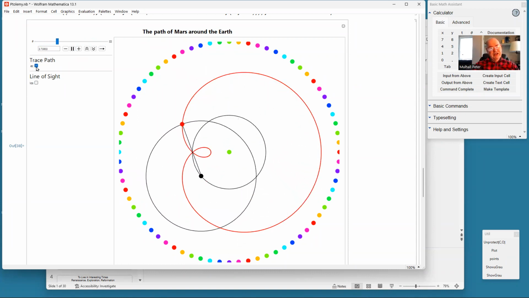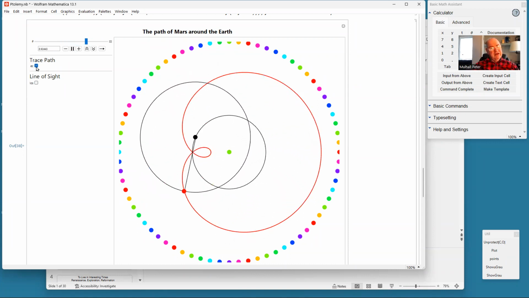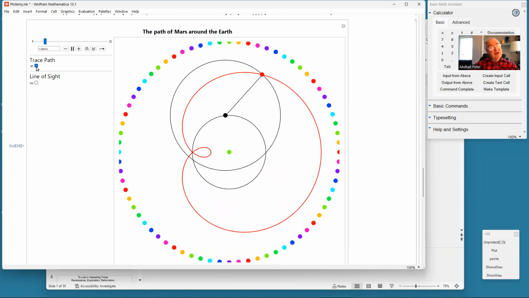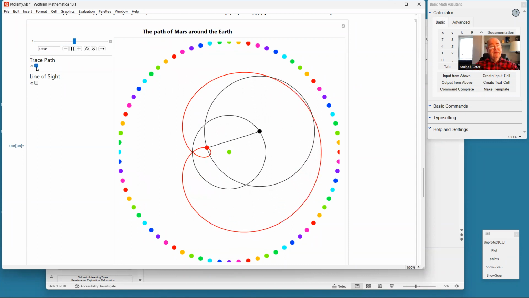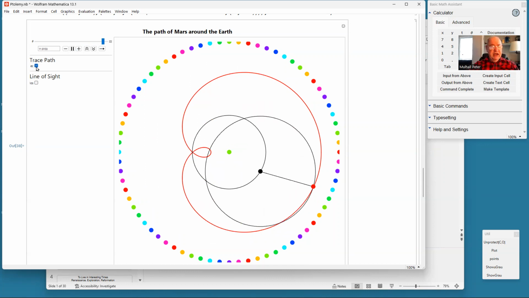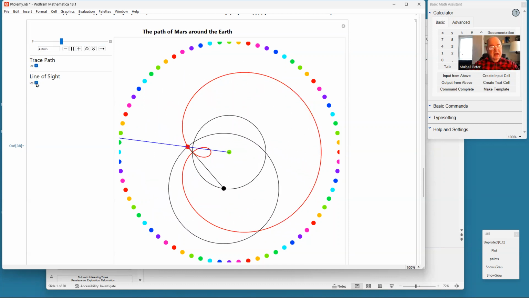And you won't be surprised that there is where the retrograde will come, right there in that loop. And notice that that loop is when Mars is closest to us. And so therefore we will get the retrograde. We get the brightest at retrograde. So let us take a look.